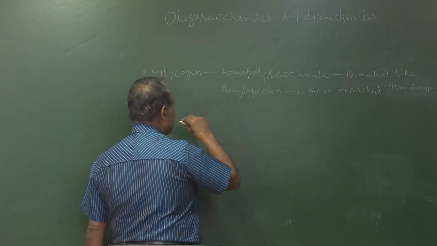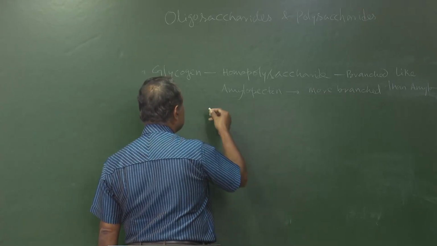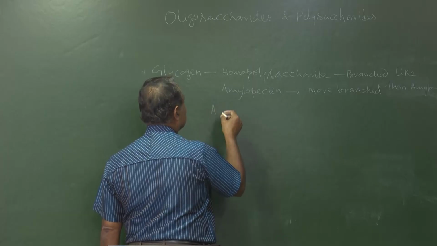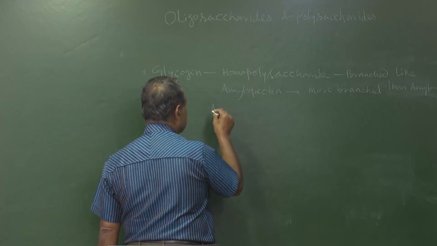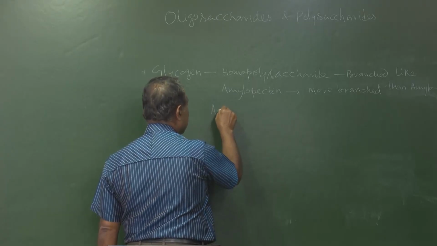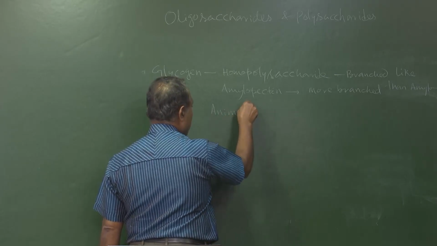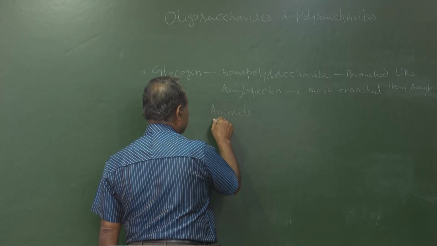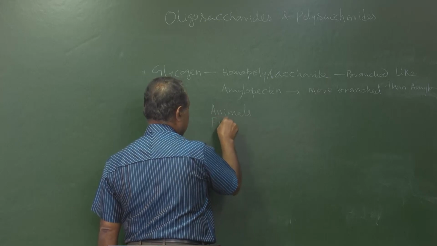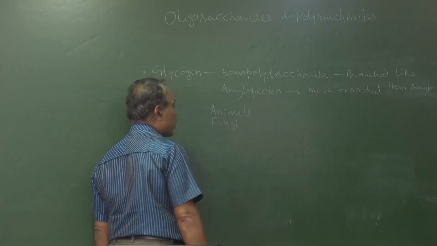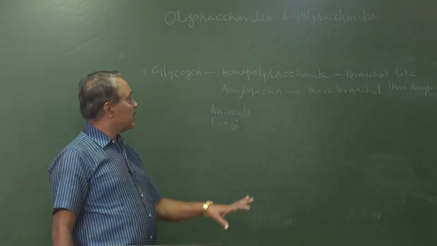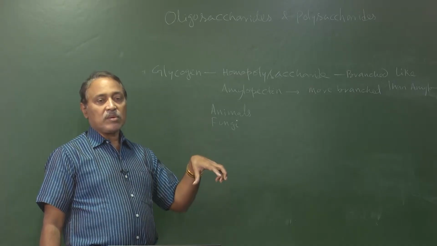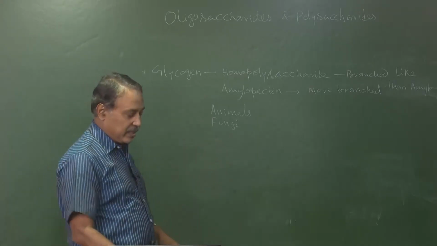But another difference is that we find it as the storage molecule, storage polysaccharide in animals. And we find it also in fungi. In animals and fungi, this glycogen is used as the storage form of the polysaccharide.